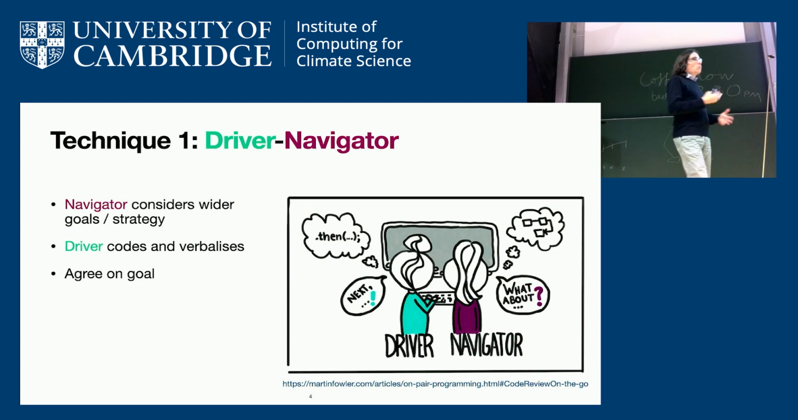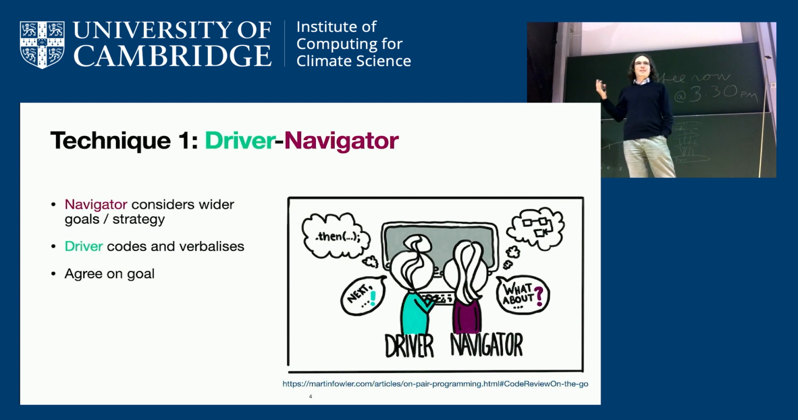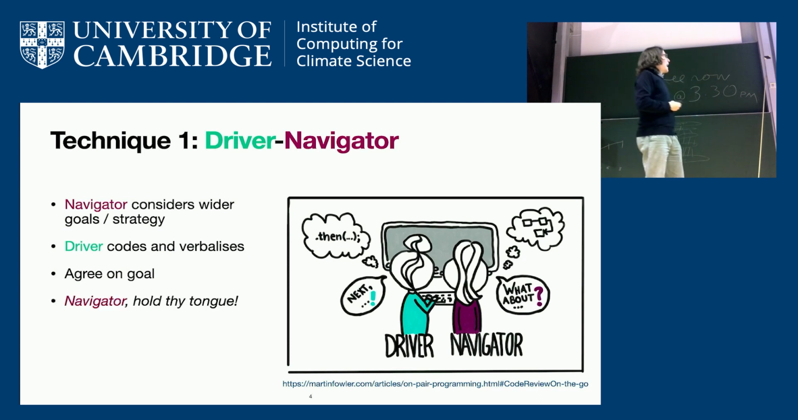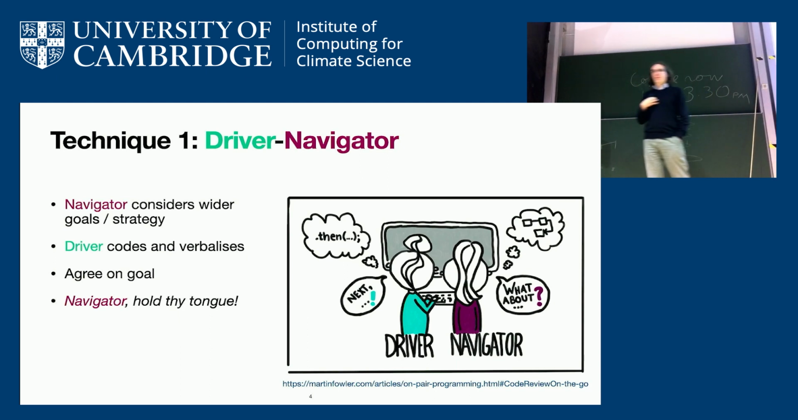You need to have a goal agreed at the start, so that the navigator knows how to navigate. You need to know where you're going. And there's this advice to the navigator that they should not be too quick to pass judgment. When we are coding, we make mistakes all the time. You've made a mistake. You don't need the navigator saying, hey, that's not how you spell the word for.